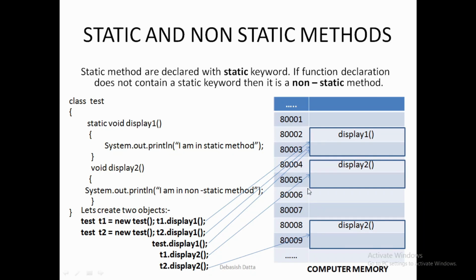So from here we can conclude that a call to a static method, no matter how many objects you create of a class where the static method is defined, will map to a single memory location. But for a non-static method, using different objects, function calls will map to different memory locations. That is the main difference.